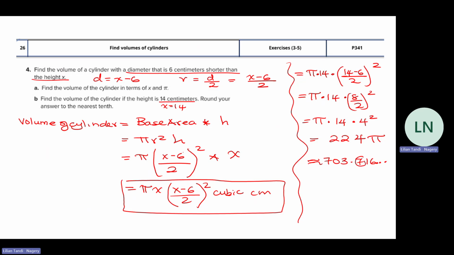Then you round to the nearest tenth. You circle the first digit after the decimal. You underline the digit after the circle. We are not adding. Our answer is 703 and 7/10, and then cubic centimeter. Cubic centimeter, and you box your answer. Okay. All right, let's move on.